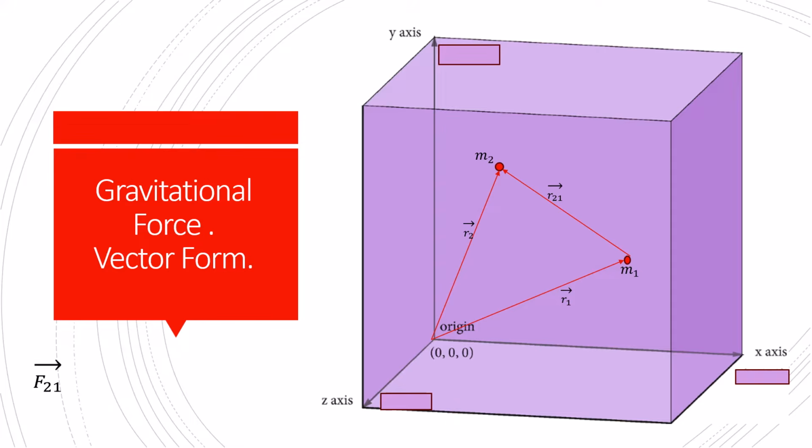So the force on mass m1 due to mass m2, we write F21 equals G m2 m1 by mod r21 square r21 cap. Now the direction of this force is from this direction because r21 has the direction from m1 to m2, and we can write F21 equals minus F12. The magnitude of this force is the same but the direction is opposite.